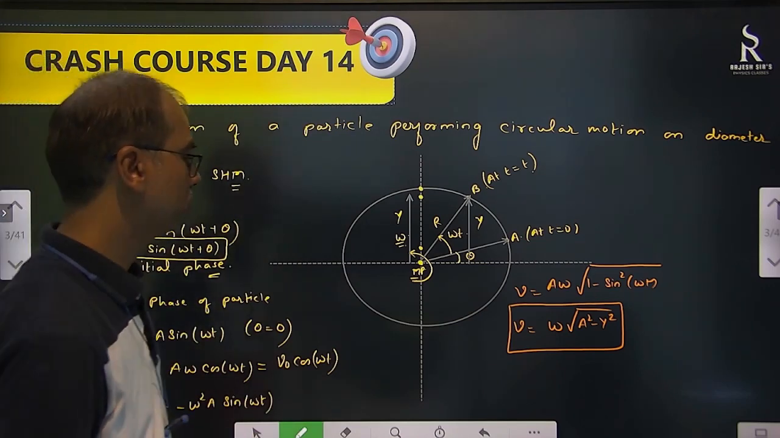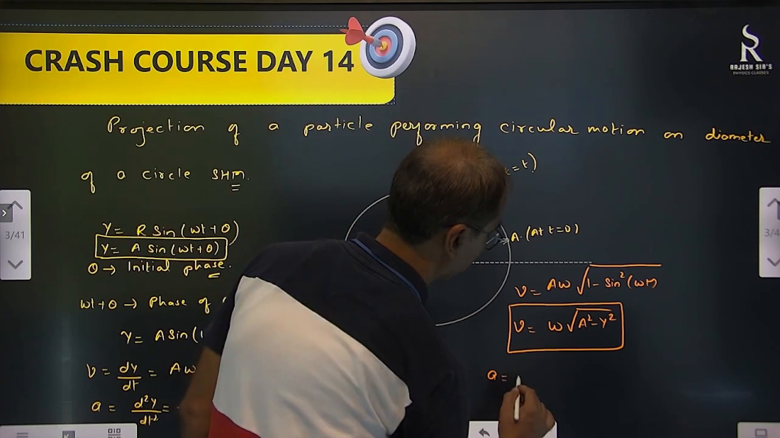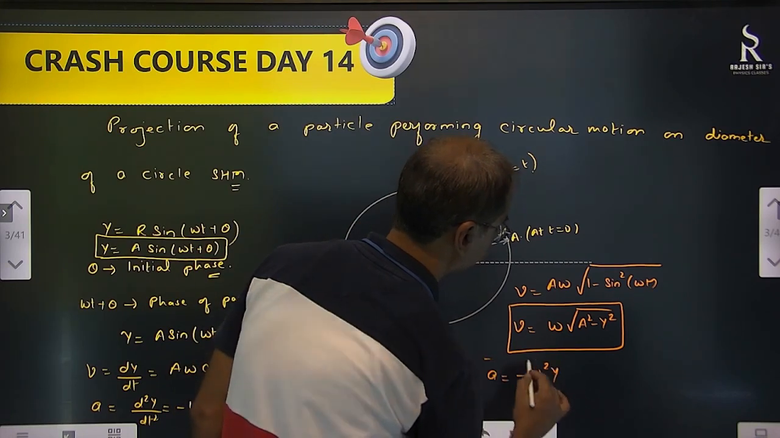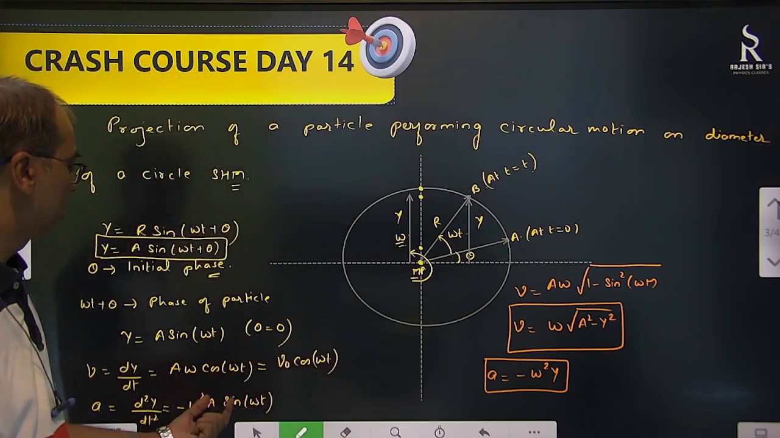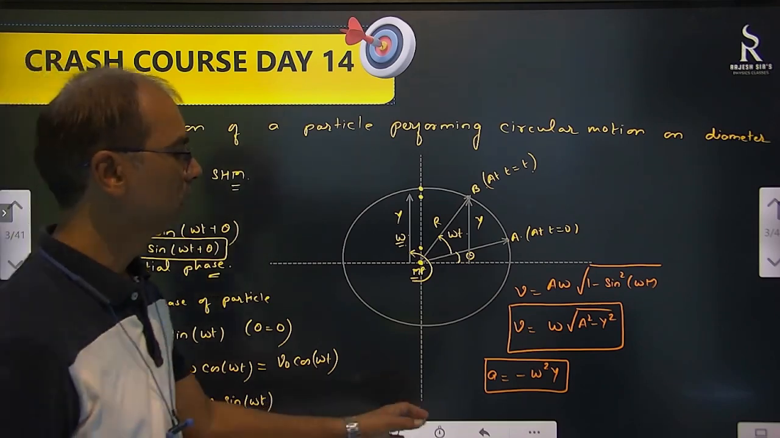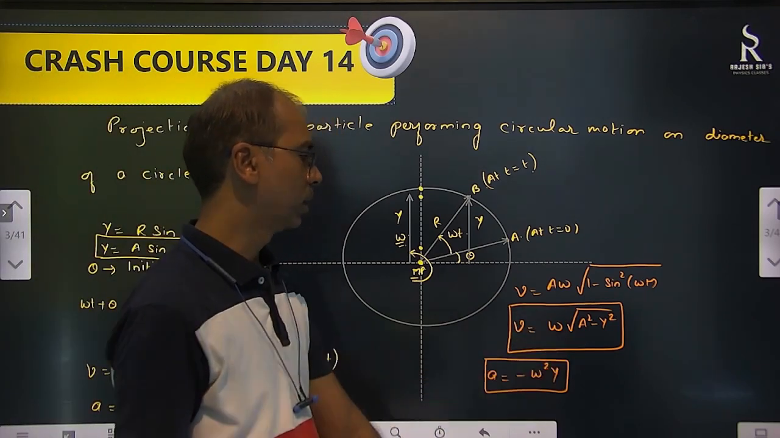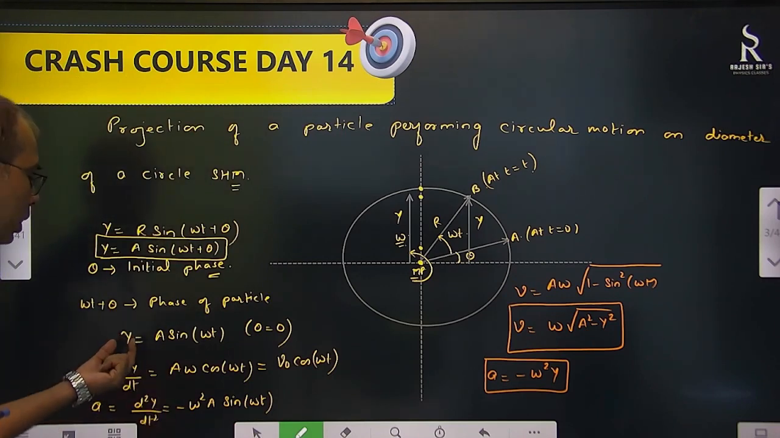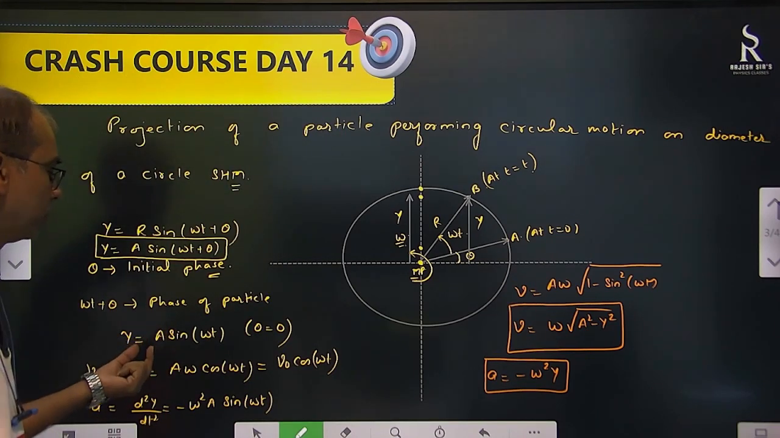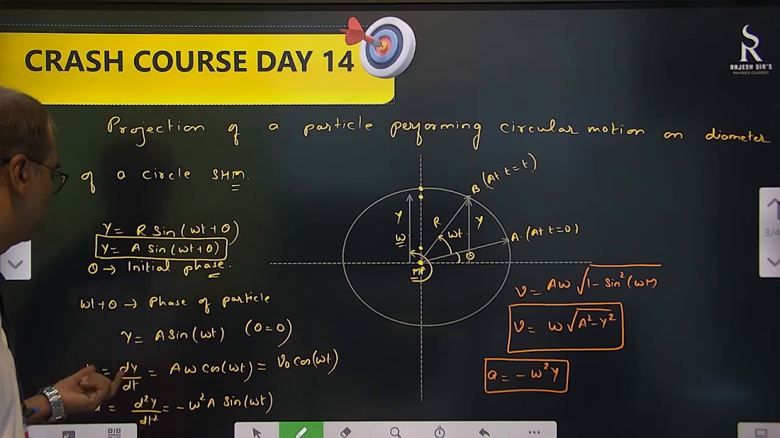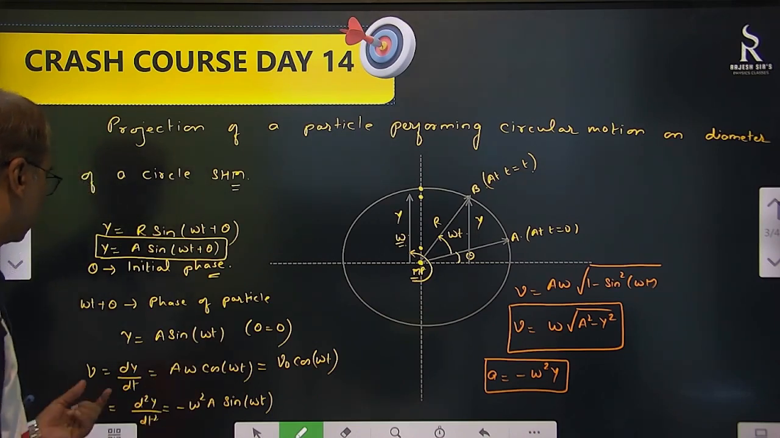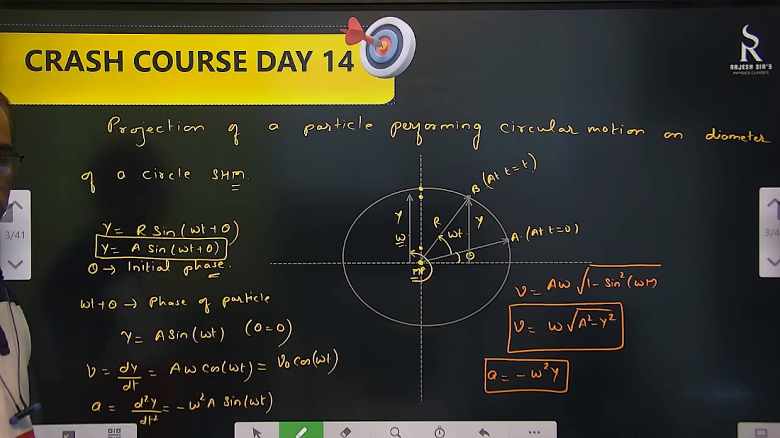Same way for acceleration also we will get one formula. Acceleration is minus omega square A sin omega t, which we can write as minus omega square y. So acceleration is minus omega square y, and v equals omega root over A square minus y square. And when you are talking about the displacement of the particle from the mean position, we will take the displacement formula as A sin omega t, velocity formula as A omega cos omega t, acceleration formula as minus omega square A sin omega t.